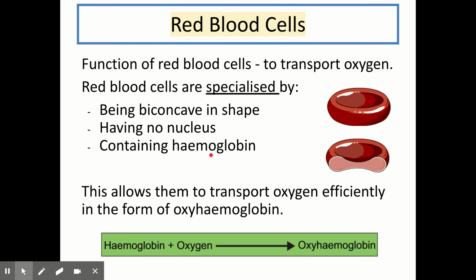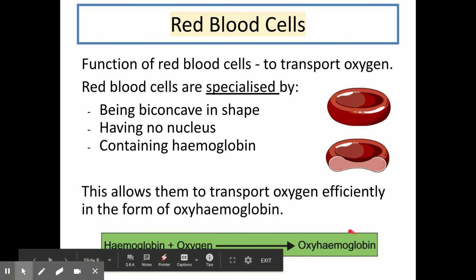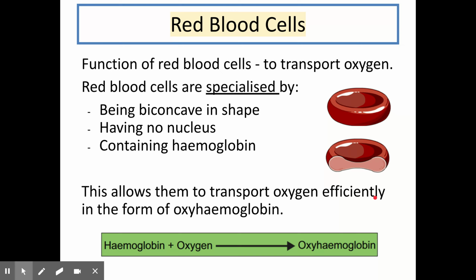When hemoglobin inside the red blood cells binds with oxygen, it forms a substance called oxyhemoglobin. And you can see this in the equation at the bottom of the slide here. This process would happen in the lungs, where the red blood cells pick up oxygen and blood becomes oxygenated, and we're going to come back to that in more detail later.